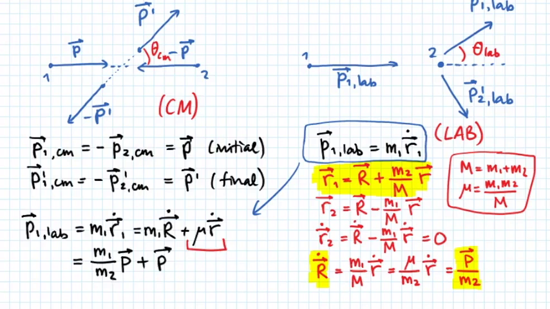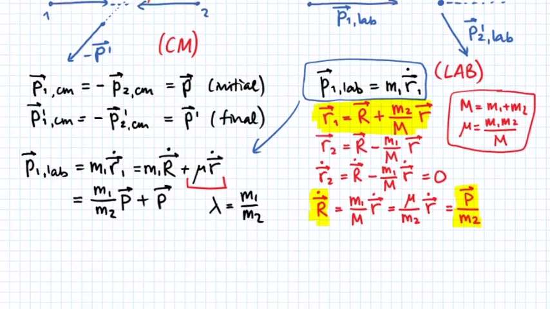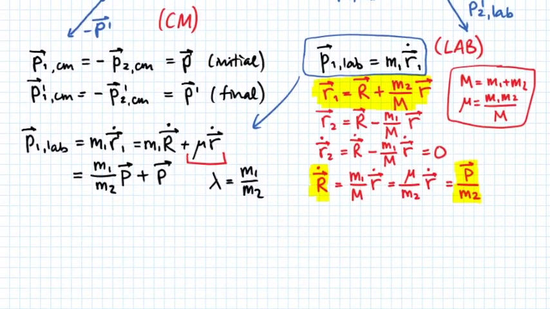Let us introduce the ratio of masses m1 divided by m2 as equal to lambda, so that we can write for P1 lab to be equal to lambda P plus P. This is the momentum of the first particle in the lab frame before the collision.